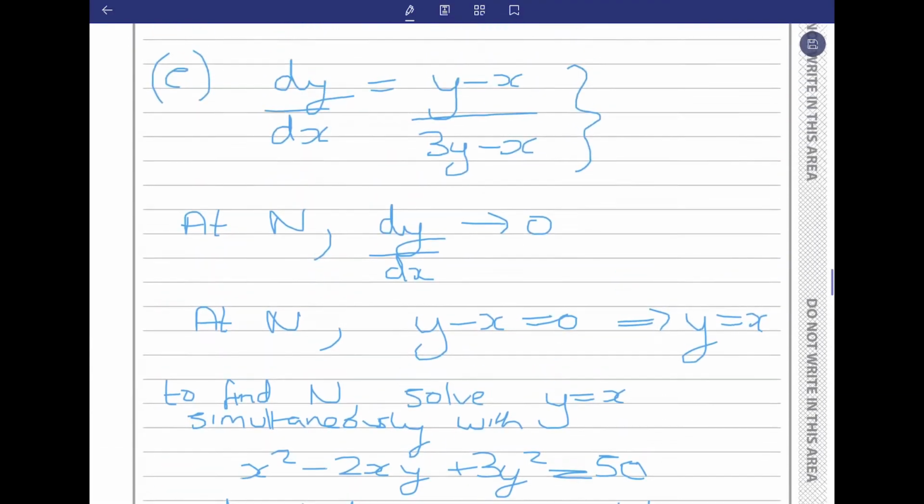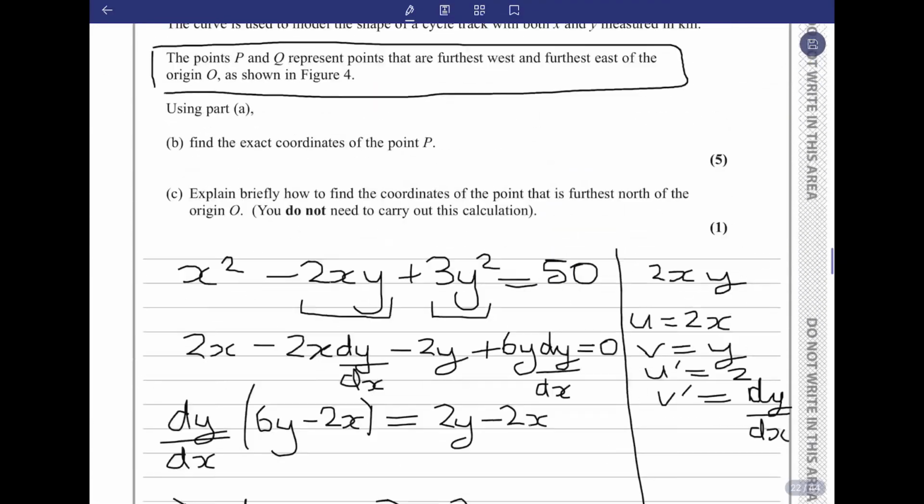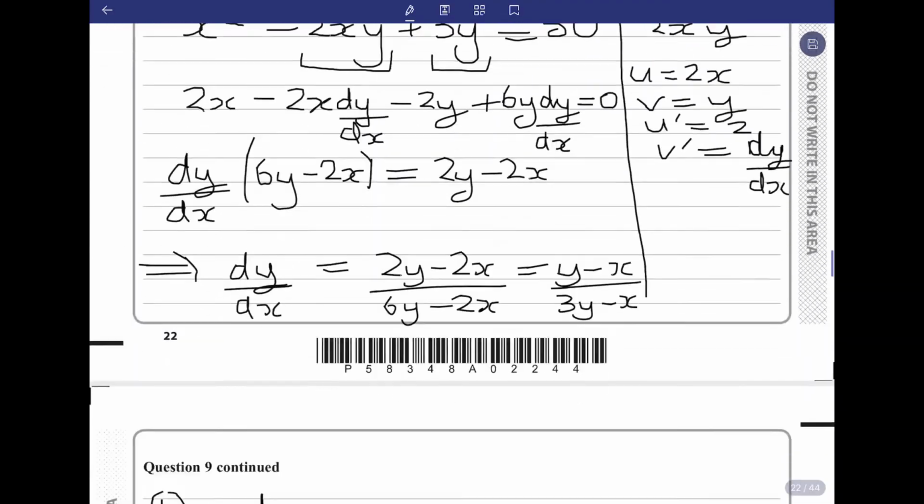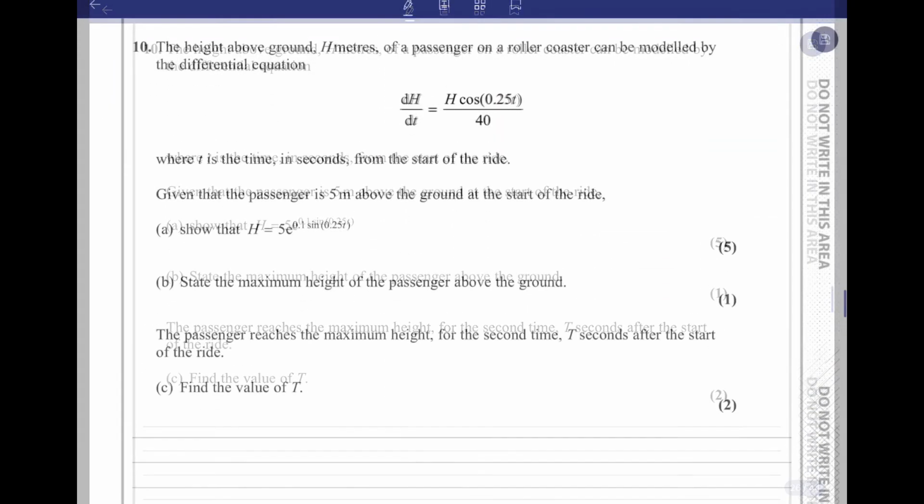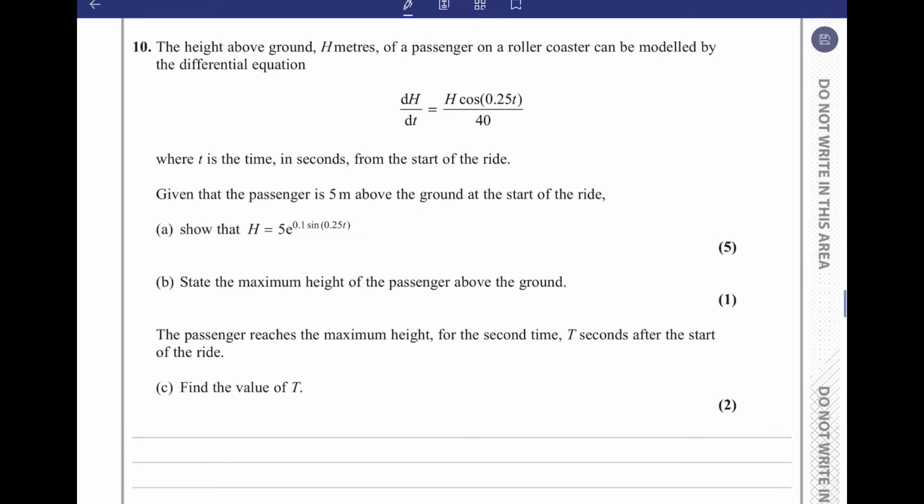So there we are, guys. That's question 9 done. Let's move on to question 10. Okay, so question 10, we have this differential equation here which models the height above ground of passengers on a roller coaster, where t is the time in seconds from the start of the ride. We're given that the passenger is 5 meters above the ground at the start, so we're asked to show that h equals 5e to the 0.1 sine of 0.25t.